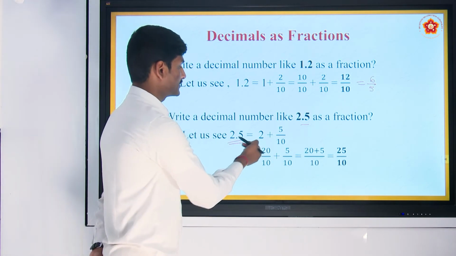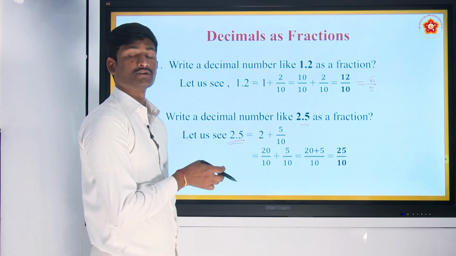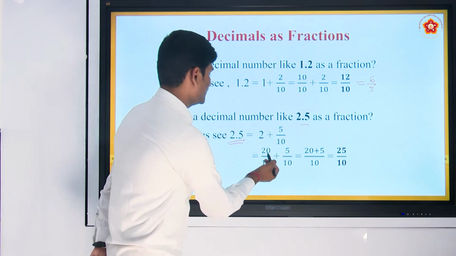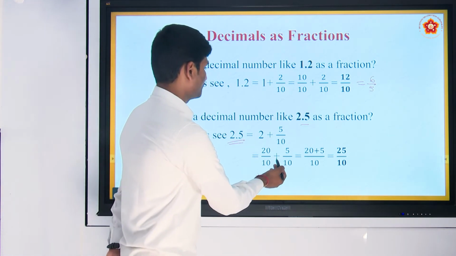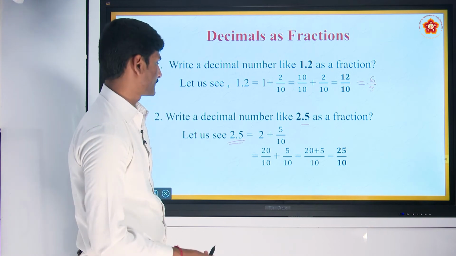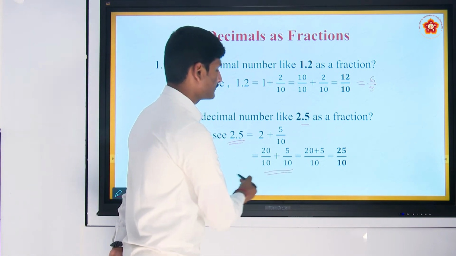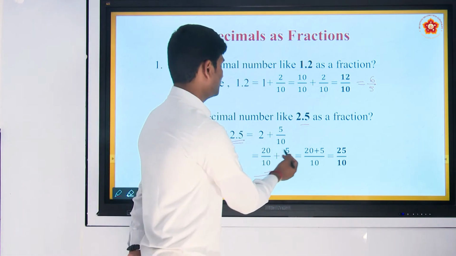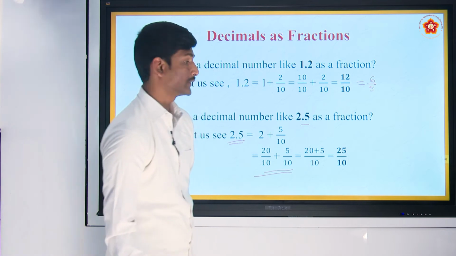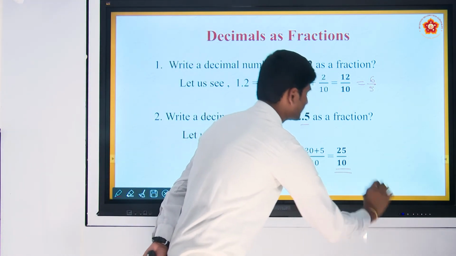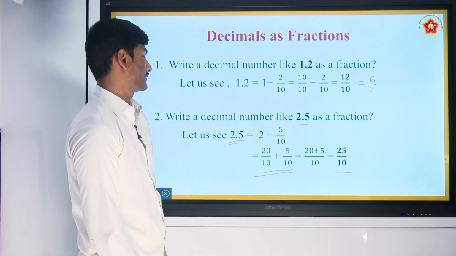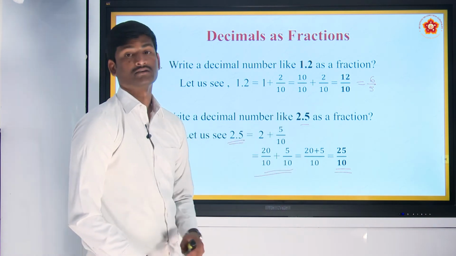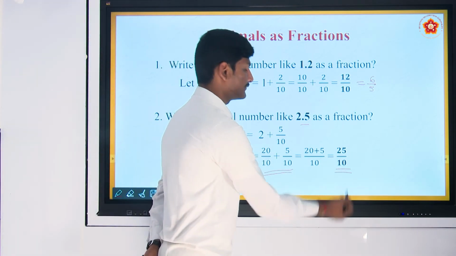In the denominator of a decimal notation, it should be 10 or 100. Okay, 20 divided by 10 plus 5 divided by 10. Both denominators are the same. We write divided by 10 and 20 plus 5. How much? 25 divided by 10. The decimal number 2.5 is converted into a fraction. The answer we get is 25 divided by 10.